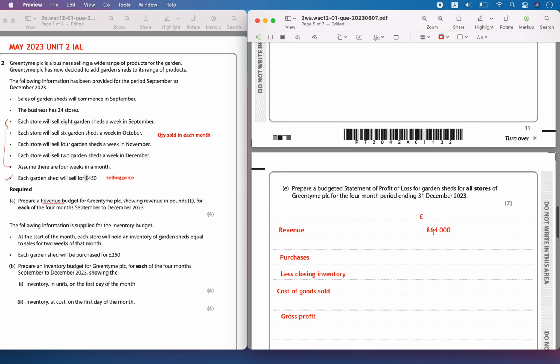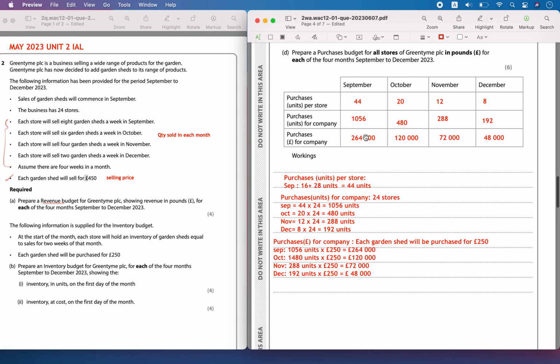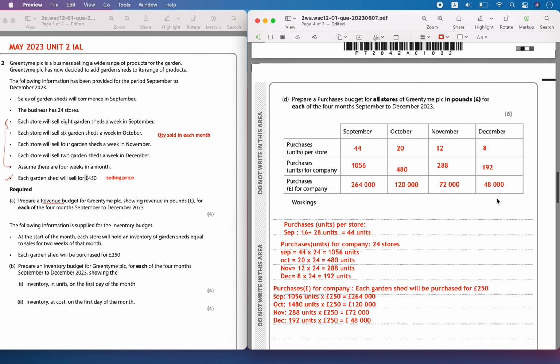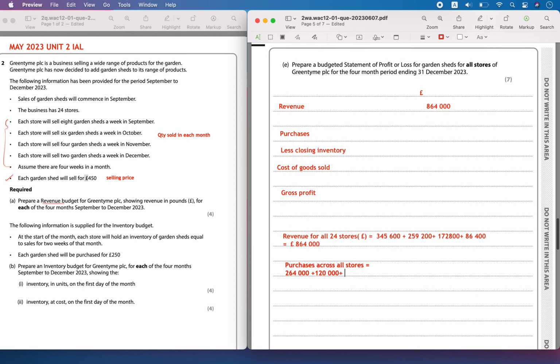864,000. Purchases. So let's add up all the purchases that have happened across all the stores. That is going to be equal to 264,000 plus 120,000 plus 72,000 plus 48,000. So that is going to be equal to 504,000.